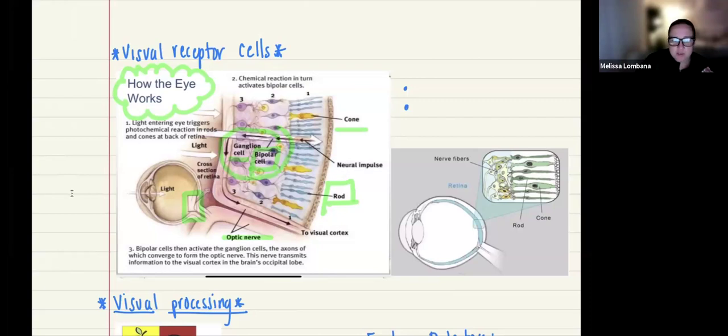The cones are receptor cells that are used to perceive color. They work best in daylight and under high illumination. We have about 6 million cones, and they all cluster around the fovea. Each of them transmits to a single bipolar cell that then helps relay that information to the visual cortex, converting it into a neural impulse.